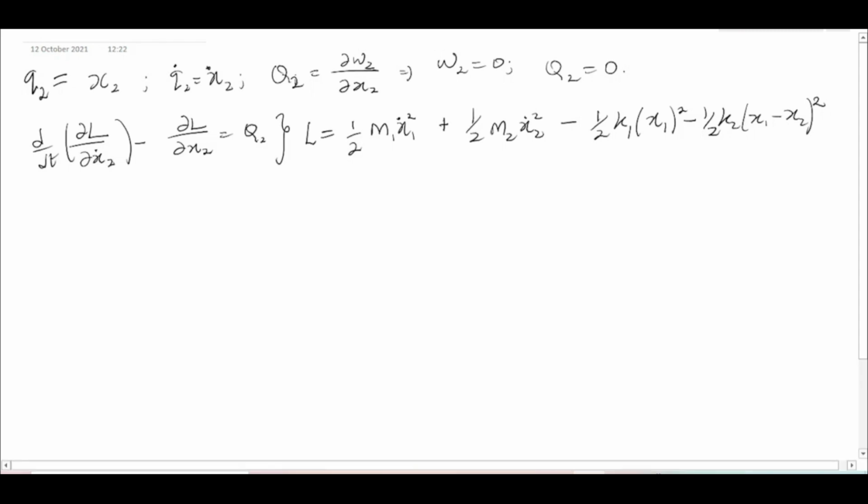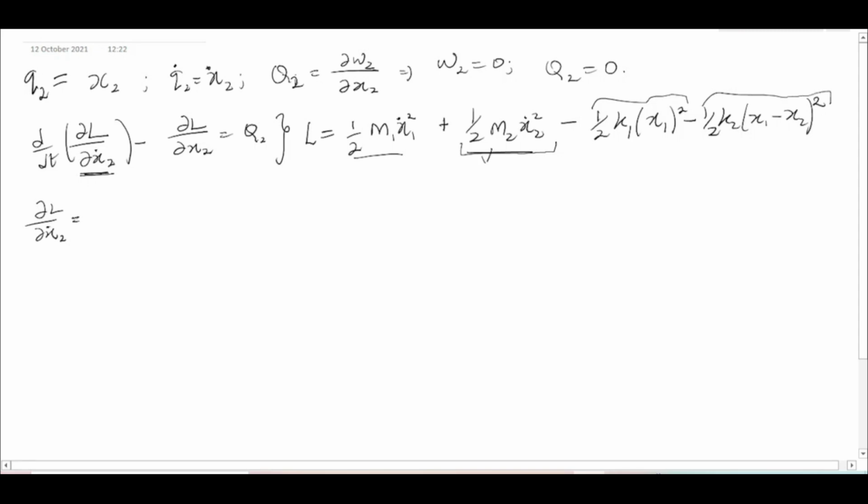So to look for each and all of the terms, we're going to start with this term inside the brackets, dL/dx2 dot. To determine dL/dx2 dot, we are going to differentiate the whole of L with respect to x2 dot. If you look through all the terms, there's no x2 dot term here, none here. There's an x2 dot term just here, and no x2 dot term here or here.